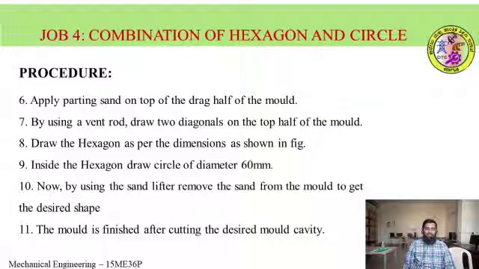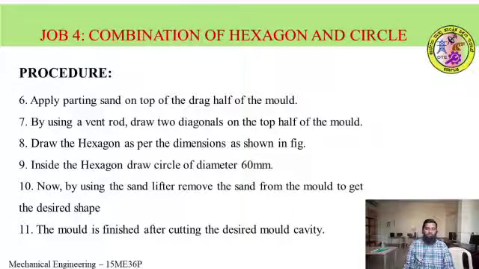Inside the hexagon, once the hexagonal mold cavity is done, we have to draw the circle of diameter 60. Now using the sand lifters, remove the sand from the mold to get the desired shape slowly without disturbing the edges. The mold is then finished after cutting the desired mold cavity.